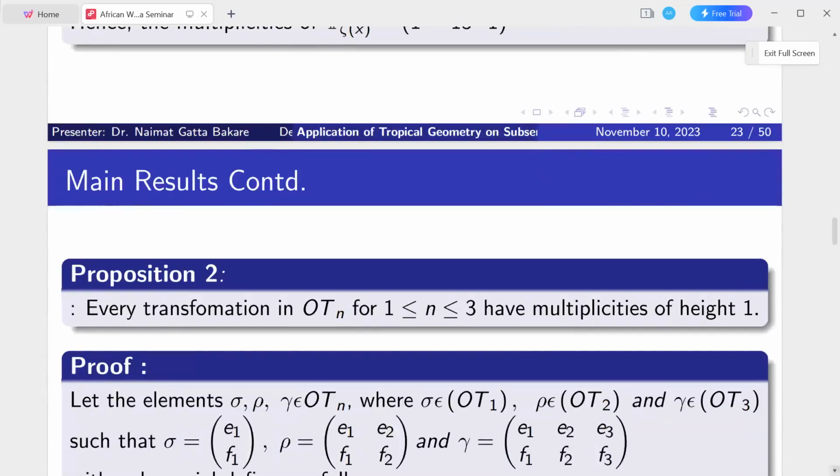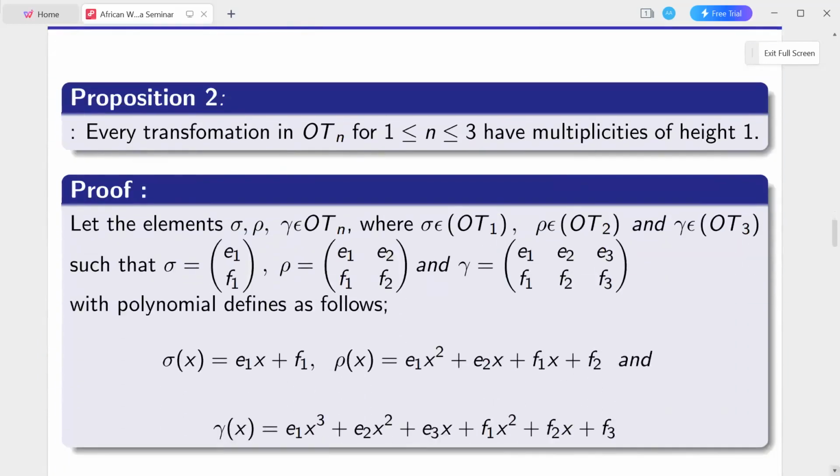That's our first result. Now, we have our second result, which is proposition 2. What is proposition 2 telling us? Our result is saying that every order preserving full transformation with n value in the range from 1 to 3 has multiplicity of height 1. This is telling you that when you consider all the elements of the full transformation for n from 1 to 3, we have the same multiplicity of height 1.